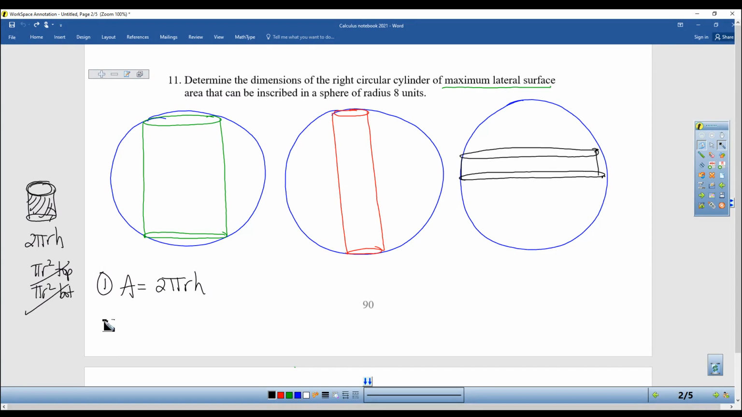Now let's do the constraint. This is the hard part. So because it's inscribed in a sphere, here is the center. It is going to be even on the top and the bottom.